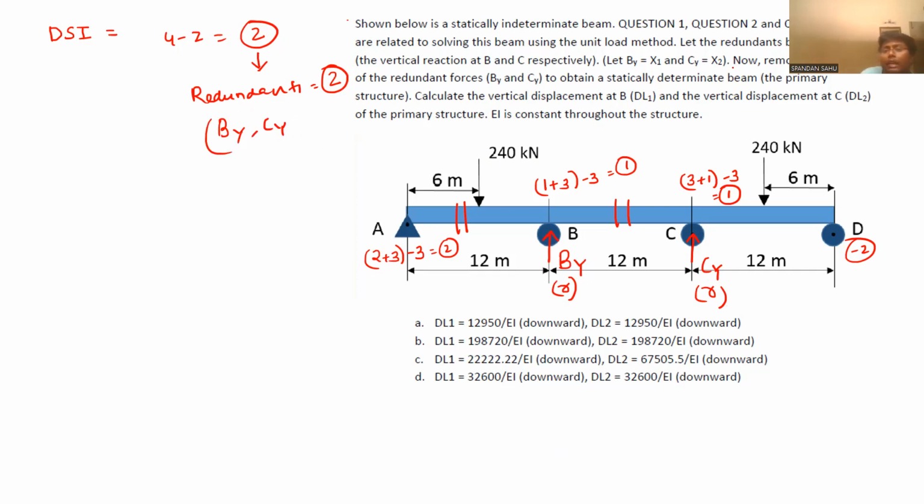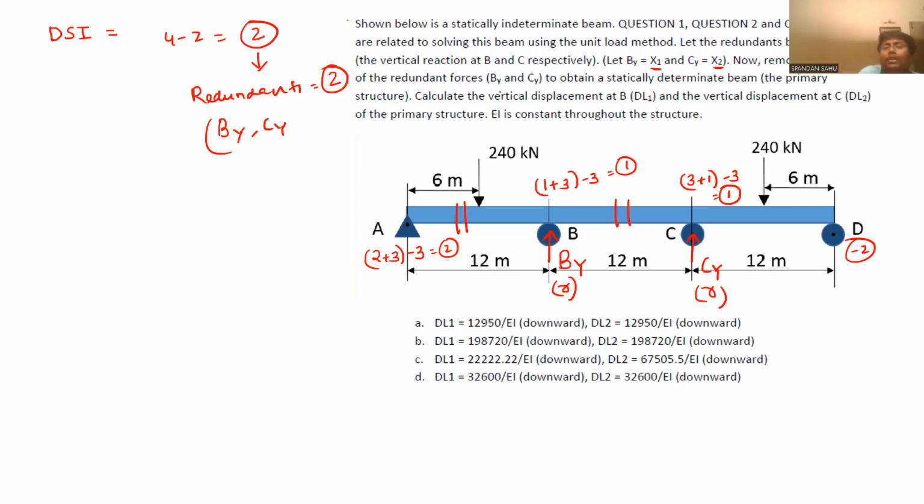Okay. Now, they have given that the vertical reaction at B and the vertical reaction at C are respectively By and Cy. And they are telling, let By equal x1 and Cy equal x2, and this x1 and x2 concept will come in the subsequent question. I think question number 3 we have to calculate. As of now, let us keep it. I don't know what x1 and x2 are.